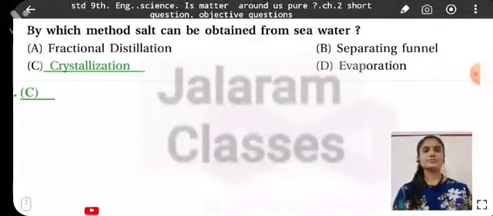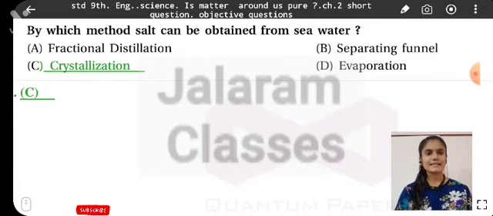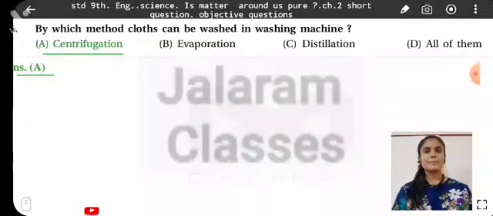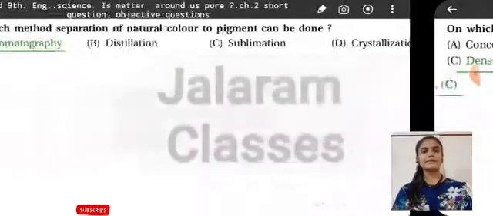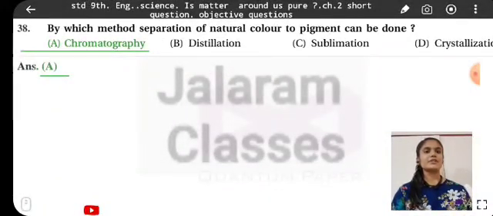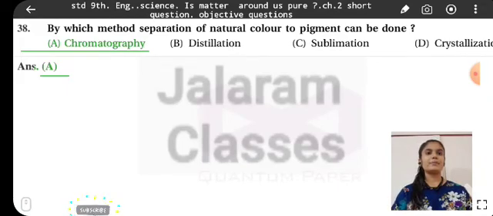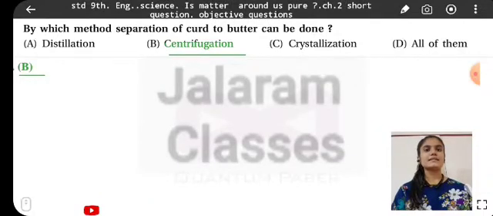Crystallization. By which method salt can be obtained from seawater? Crystallization. By which method clothes can be washed in washing machine? Centrifugation. On which principle separating funnel is working? Density of liquid. By which method separation of natural color to pigment can be done? Chromatography.